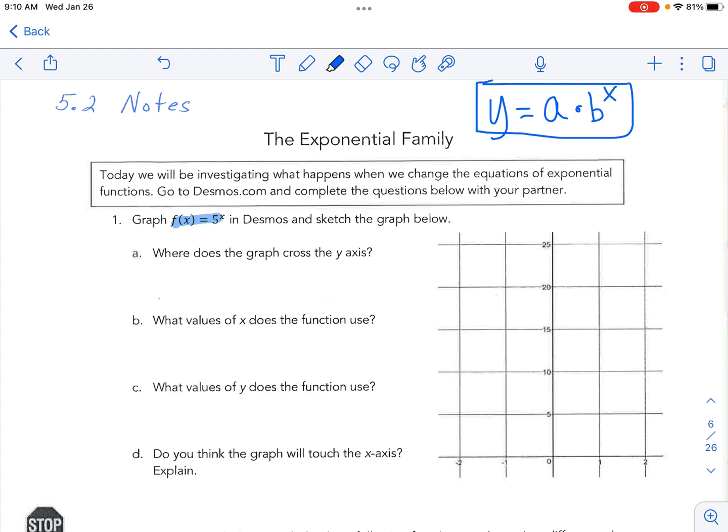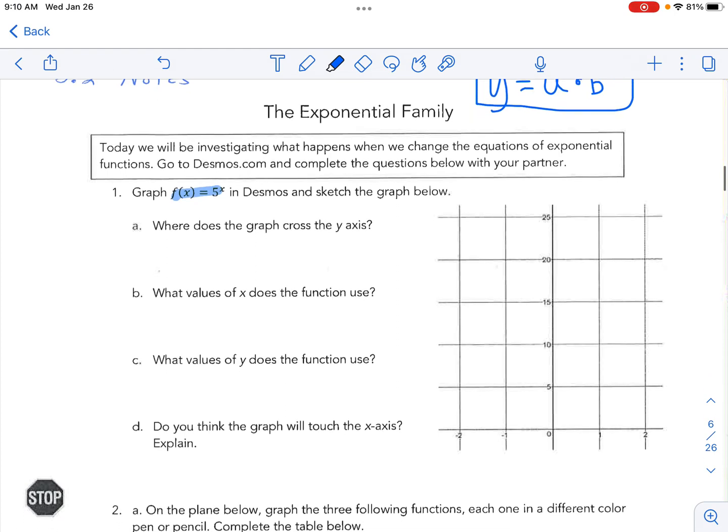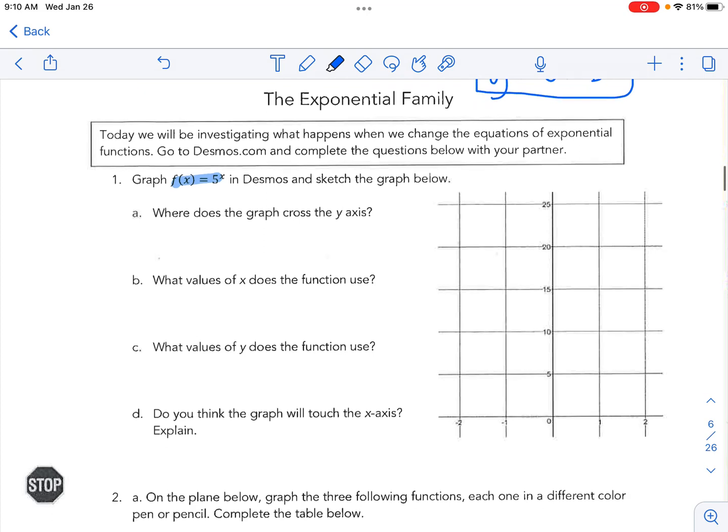And so if you are in class live, you'll be going to Desmos and graphing this. But on video, we'll just step you through it. Okay, so it says, where does the graph cross the y-axis? What x values does a function use? What y values does a function use? So we just need to make some basic observations.